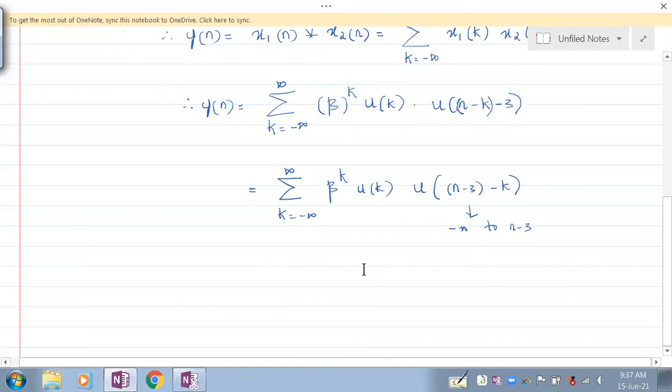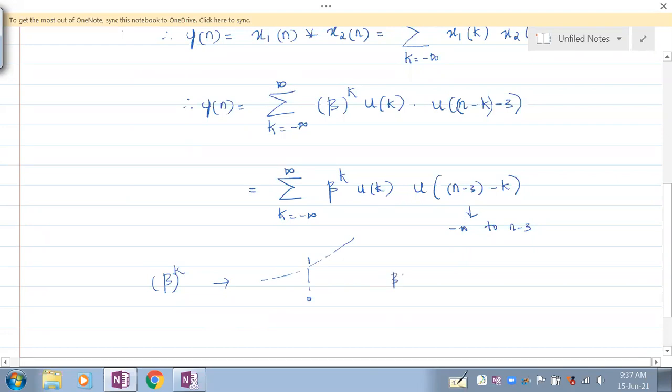Anybody? Understand? If it is beta per k, fine, then it looks like this. So it is growing exponential. At 0, we have 1.